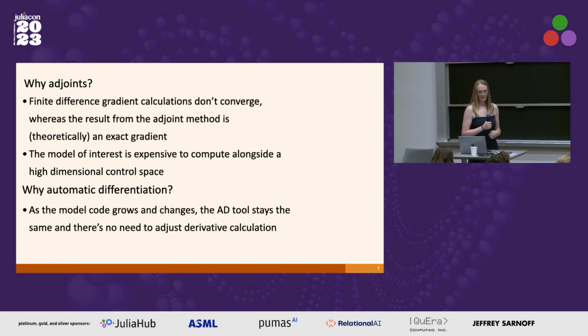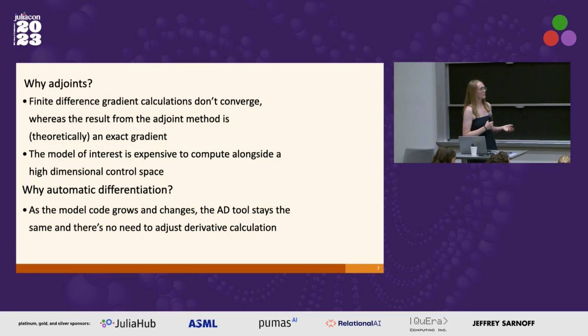And so, moving into the second bit of the presentation, summarizing why we are so interested in adjoints. One of the first reasons is that finite difference gradient calculations don't converge numerically. The result from the adjoint method is theoretically an exact gradient. I say theoretically because there's always numerical error, but this means it could help your optimization scheme to have a more accurate gradient.